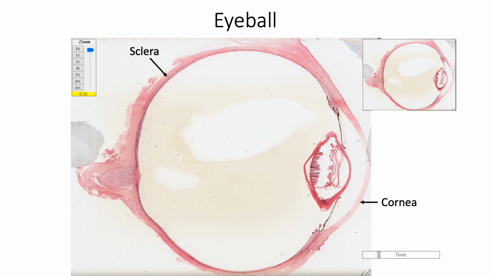Middle vascular coat or the uveal tract contains choroid, a vascular and pigmented layer, ciliary body, which alters the thickness of the lens, and iris, a pigmented diaphragm with the central aperture pupil. The inner third coat is the retina, which continues with epithelium of the ciliary body and iris.